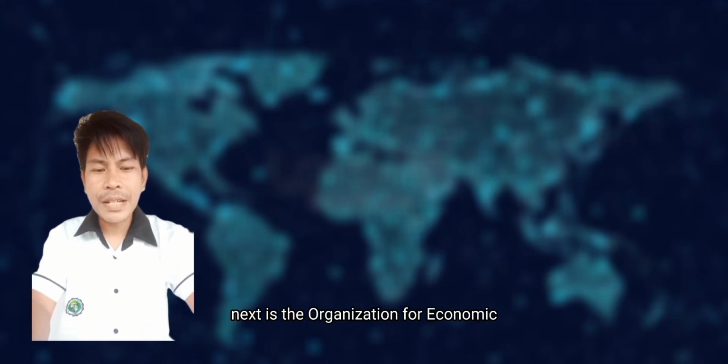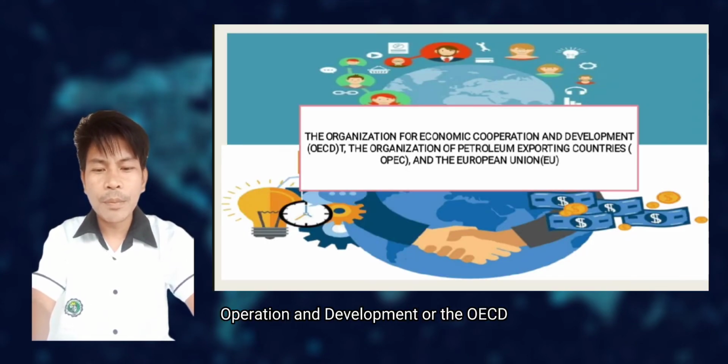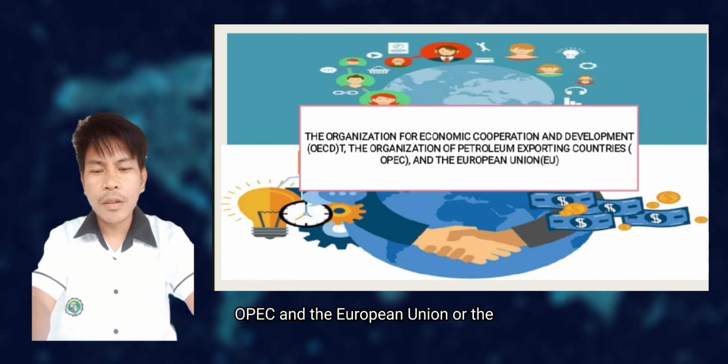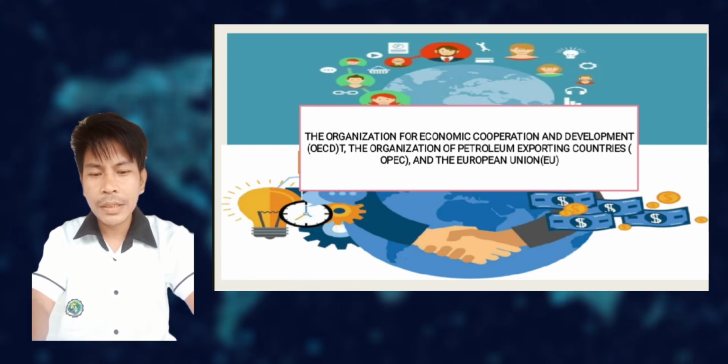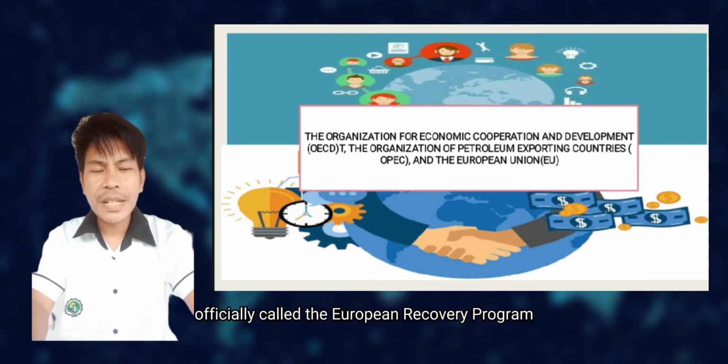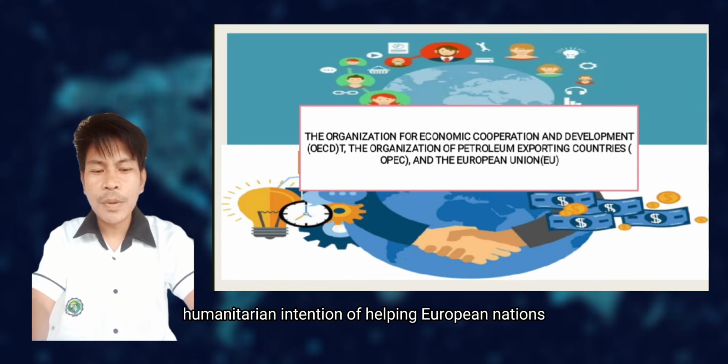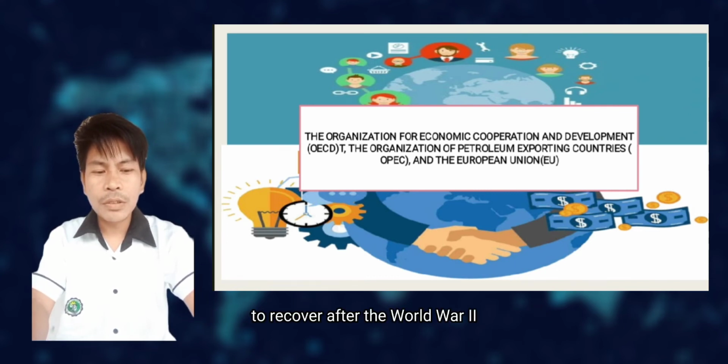Next is the Organization for Economic Cooperation and Development, or the OECD, the Organization of Petroleum Exporting Countries, OPEC, and the European Union, or the EU. The Marshall Plan, officially called the European Recovery Program, was created by the US with the humanitarian intention of helping European nations to recover after World War II.